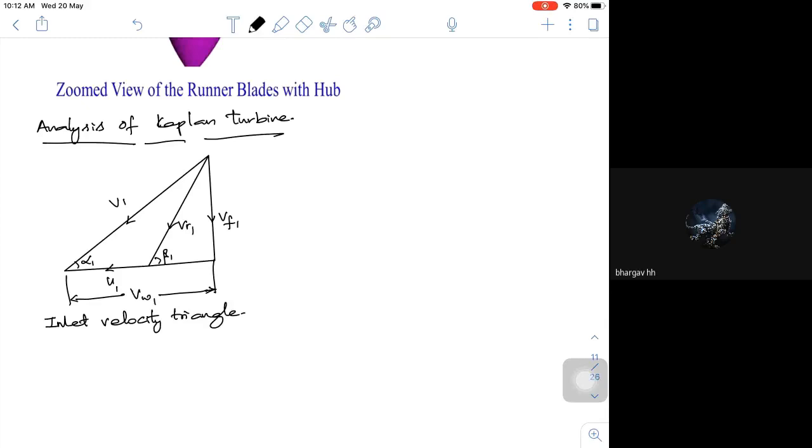What will be the outlet velocity triangle? The flow is axial. So this will be completely a straight line. So your V2 is equal to VF2, or your VW2 is equal to 0. And what will be your alpha? Alpha 2 is exactly 90 degrees. I'm just writing the velocity triangles. That's it. So this will be VR2 and beta 2, and this will be your U2.